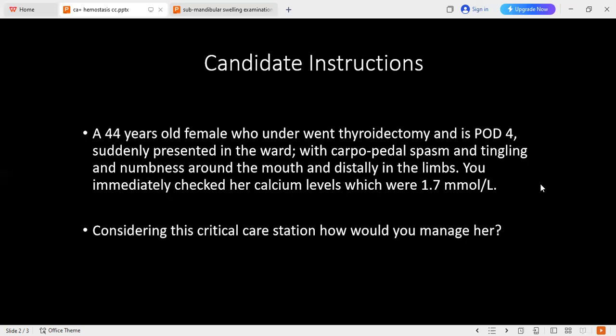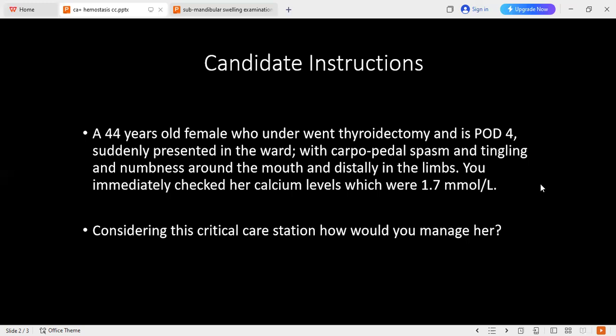Can you please tell me why the patient presents with hypocalcemia post-operatively, post-thyroidectomy? It could be iatrogenic removal of the parathyroid gland, or ischemia to the parathyroid gland. Very good. All right. Please tell me how calcium is present in the body.